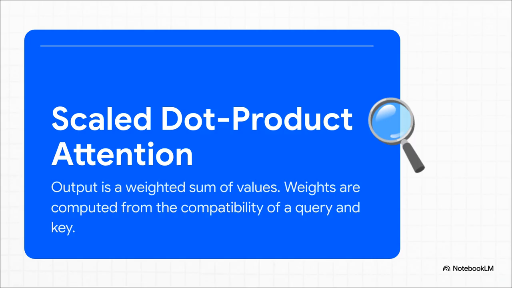That scaling factor, dividing by the square root of d_k, is absolutely critical. Without it, for long sequences, the dot product scores could get huge, pushing the softmax function into regions where its gradient is almost 0, which would completely stall the learning process.